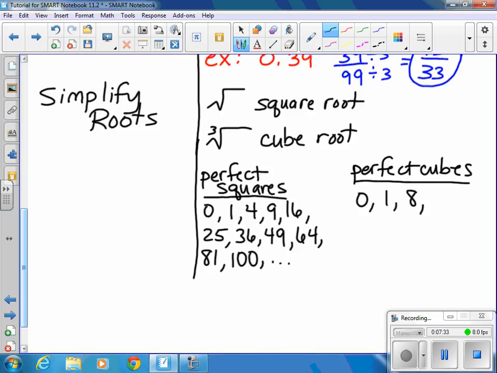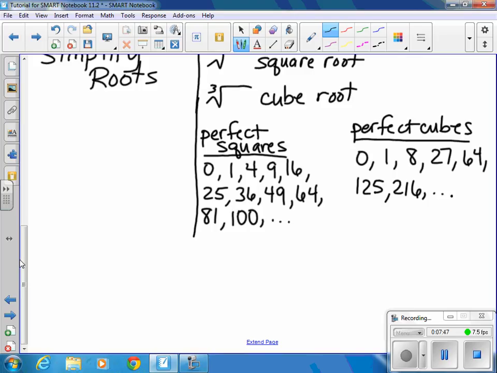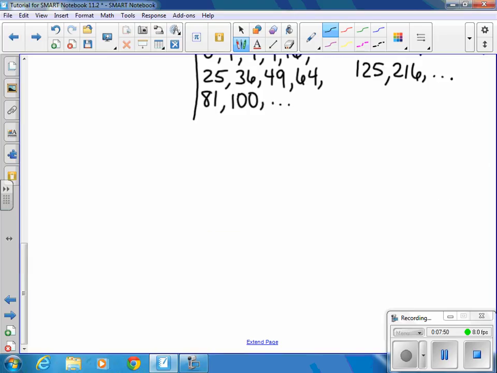And then 3 times 3 times 3 would be 27, and then 64, and then 125, and 216, and the list goes on and on. Okay, so you could go from there and keep extending the list. So now that you know a little bit about perfect squares and perfect cubes, I'm going to show you some examples of what you will have to do with them in terms of evaluating and simplifying them.